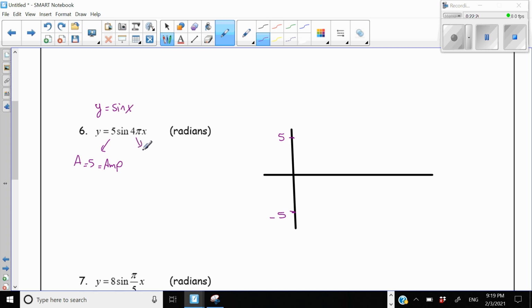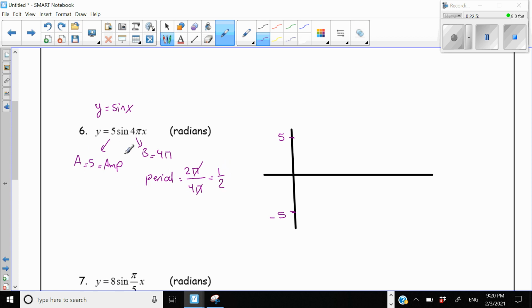The b value is 4 pi. You see, 4 pi is multiplied by x. So from here, I can find the period. The period of the function is 2 pi, because we are working with radians, I'm going to divide 2 pi by the b value. The b value is 4 pi. So if I divide them, these two will go away, and it will be equal to 1 over 2.